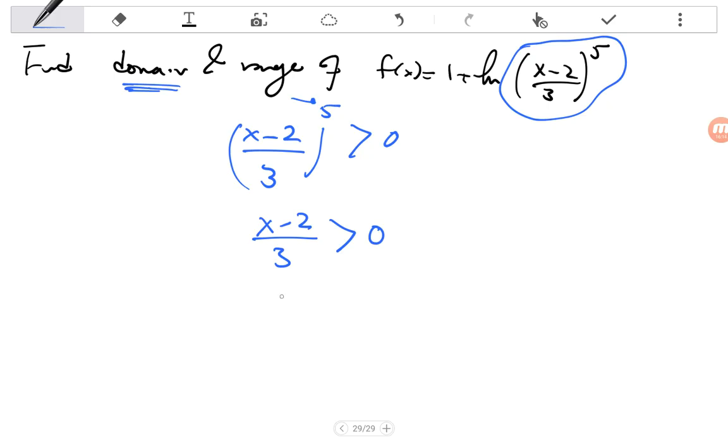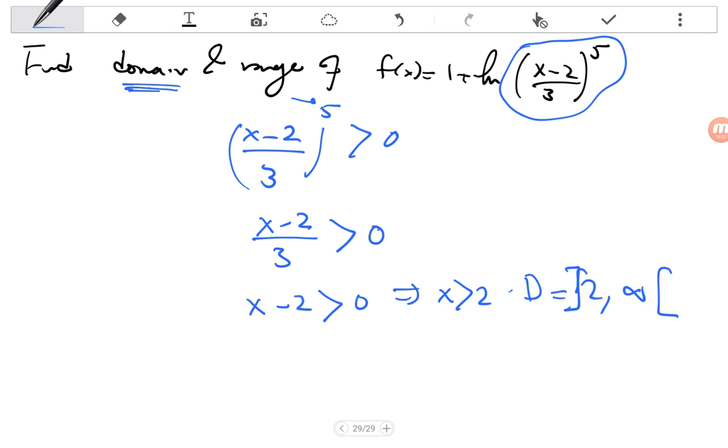Okay, so in this case it will just be x minus 2 greater than 0, and it means that x is greater than 2. So the domain is just (2, infinity). What about finding the range?